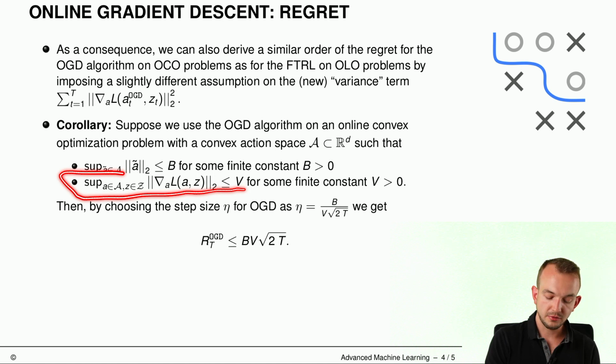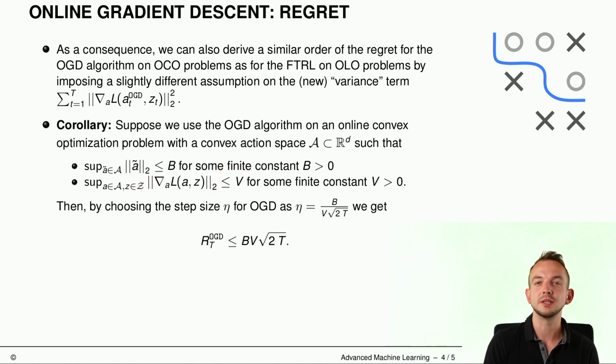And for the gradients, which are occurring here in the new variance term, we can bound them for any combination of action and environmental data point by some constant v. Now this is quite similar to what we had before. Before we only considered the supremum over the environmental data space, where we had the z here instead. And we assumed that this is then bounded in terms of its Euclidean length by v.